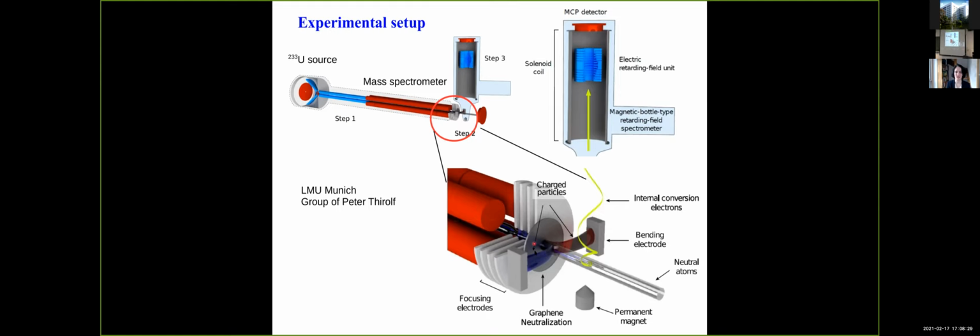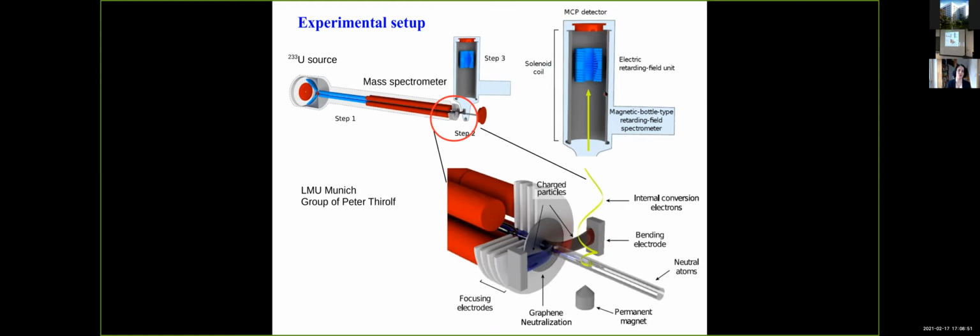And then afterwards, after neutralization, you need to wait for something like microseconds, and then an electron can be emitted. And this electron was guided by a magnetic field to enter a magnetic bottle type retarding field spectrometer. And here it was registered at an MCP detector. And in between, we have the retarding field.